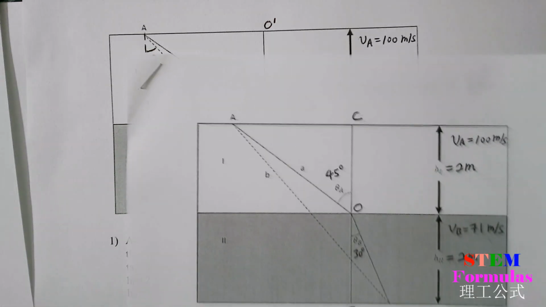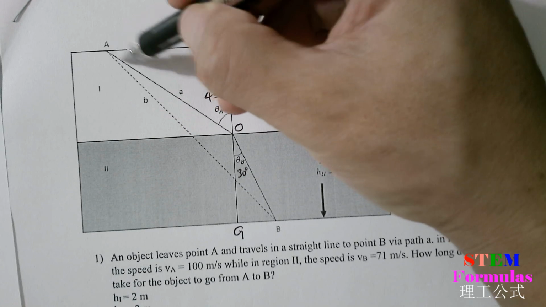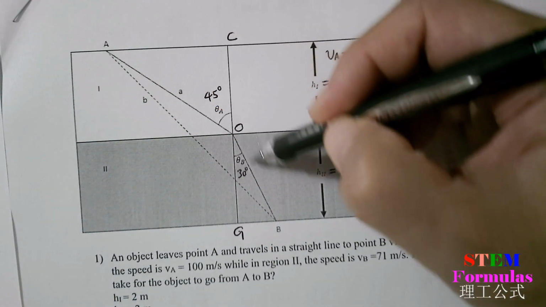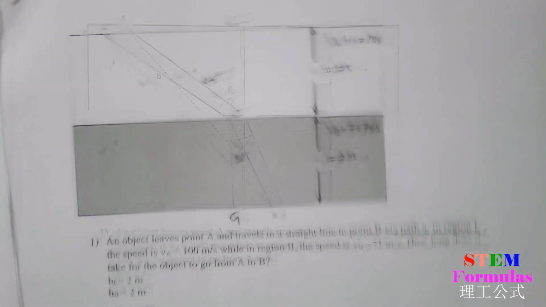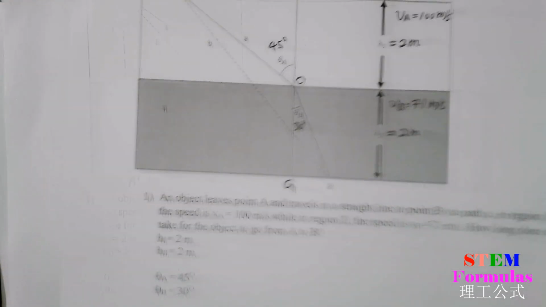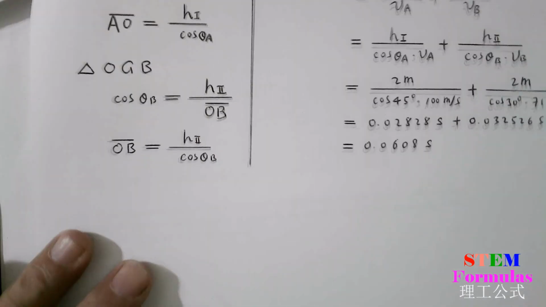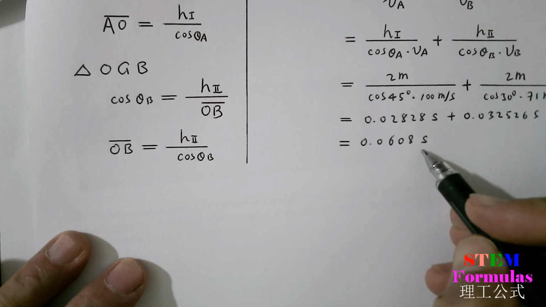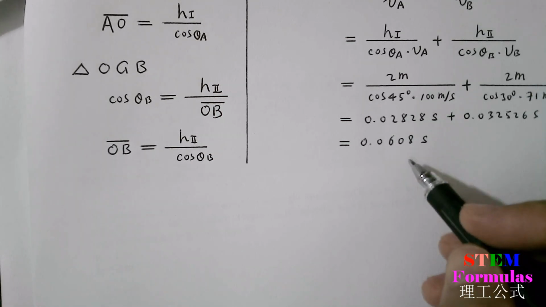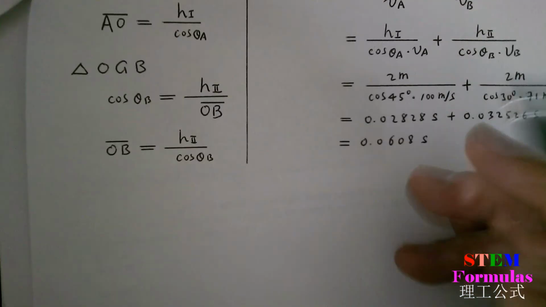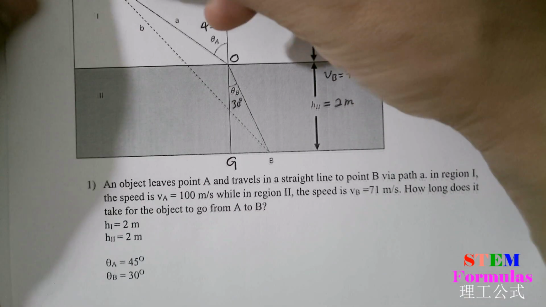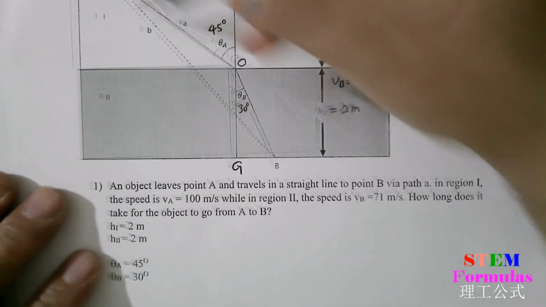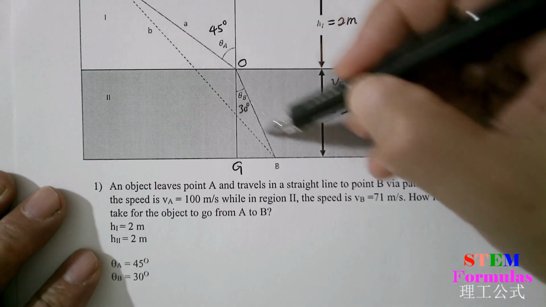Compare the other problem. The particle moves along this solid line with path A. Our calculation, the number is 0.0608 second. So this path takes less time, and this path takes a longer time.